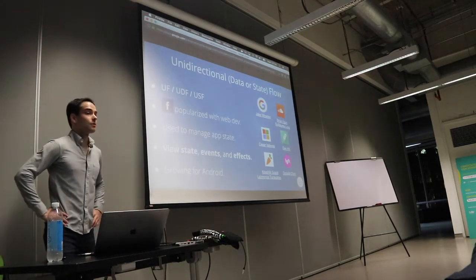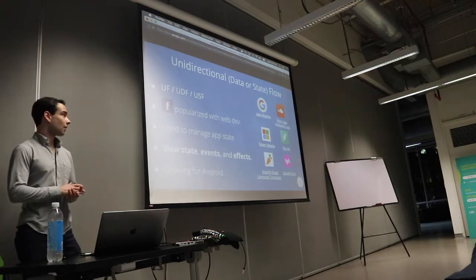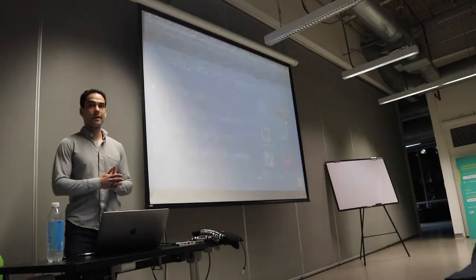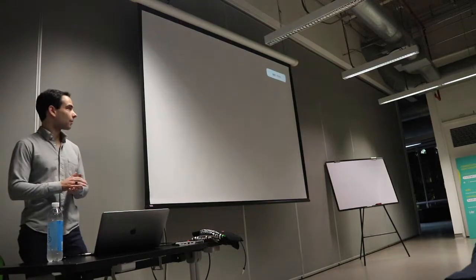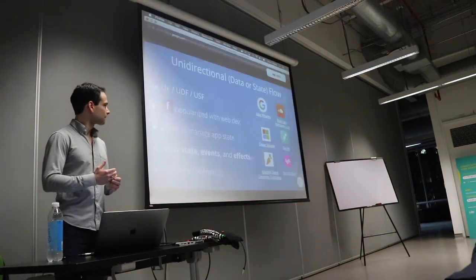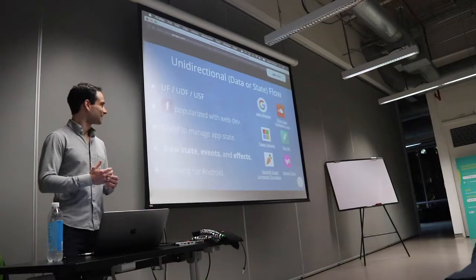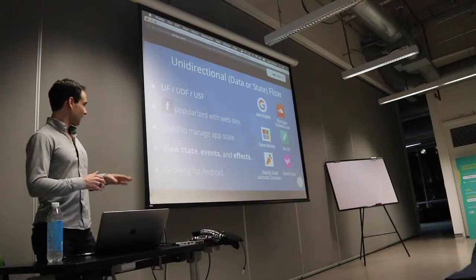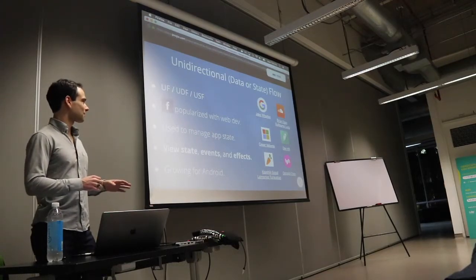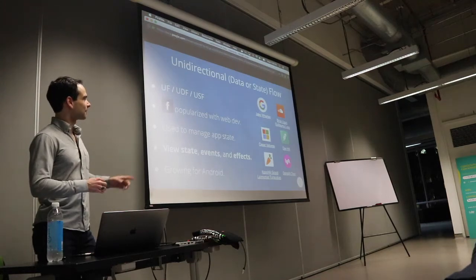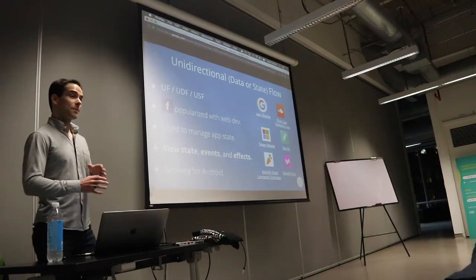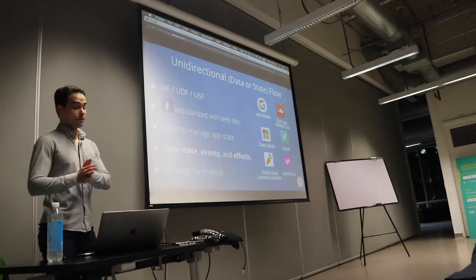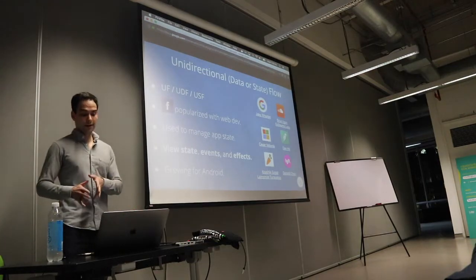So when we talk about the unidirectional data flow, it's sometimes also called unidirectional data or state flow, and it really became popularized by Facebook with their web development tools. The real purpose was to manage the app state. So we'll talk about the three different areas of the view state, events, and view effects.